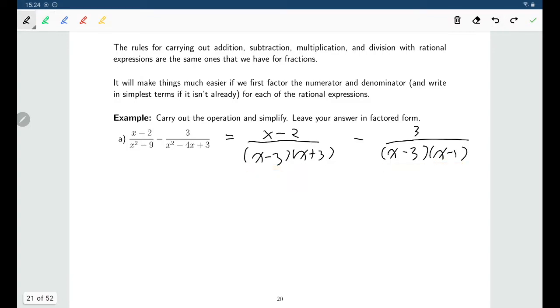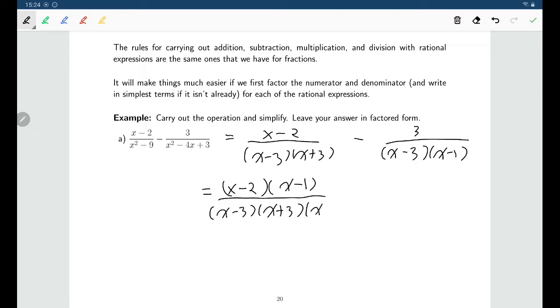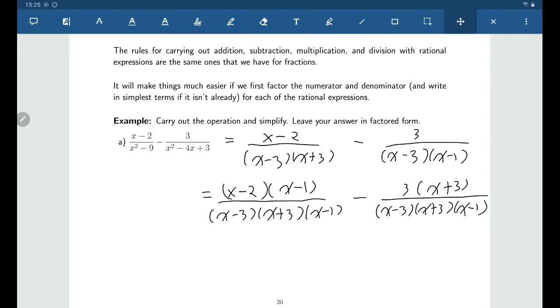So what I'll have now will be multiplying top and bottom by x minus 1, multiplying top and bottom by x plus 3, and now we have a common denominator, so we can make this just one big fraction.